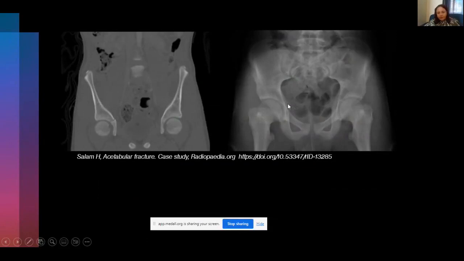On this pelvic X-ray, there is a suspected sharp angulation in this acetabular region. So if you do the CT to confirm, there's an obvious and clear fracture line confirmed on the CT.